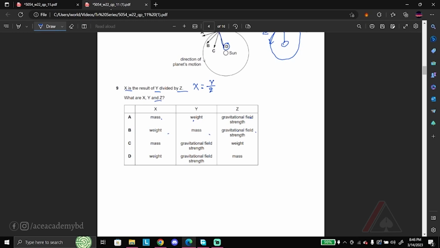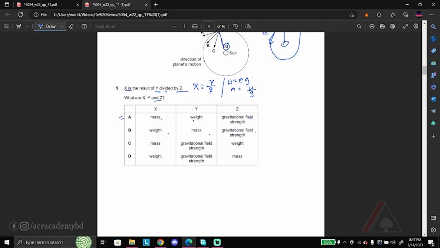Now, before going to that, let's first remember the relationship between these quantities. The formula was weight is equal to mg, where W is weight, m is mass, and g is the gravitational field strength. So if it's division, we can write that mass is equal to weight divided by gravitational field strength.